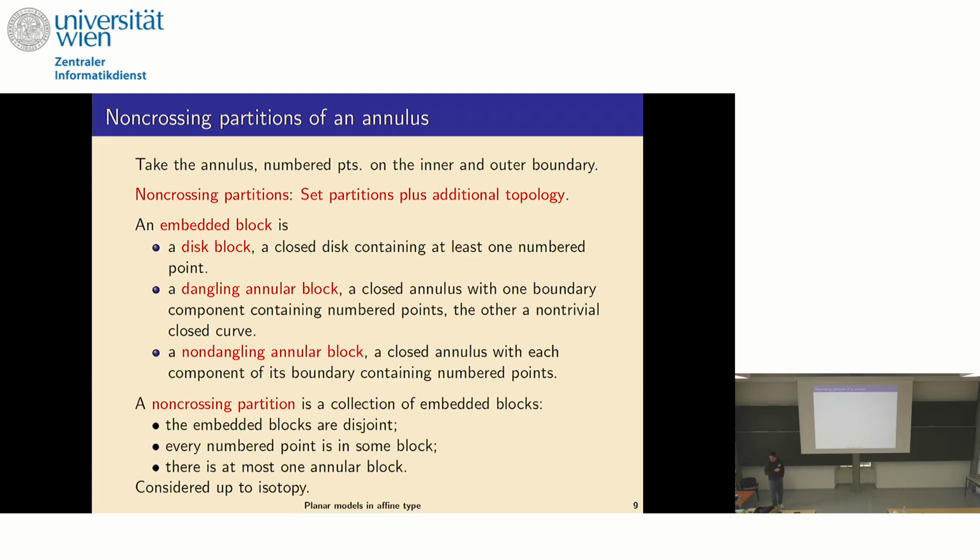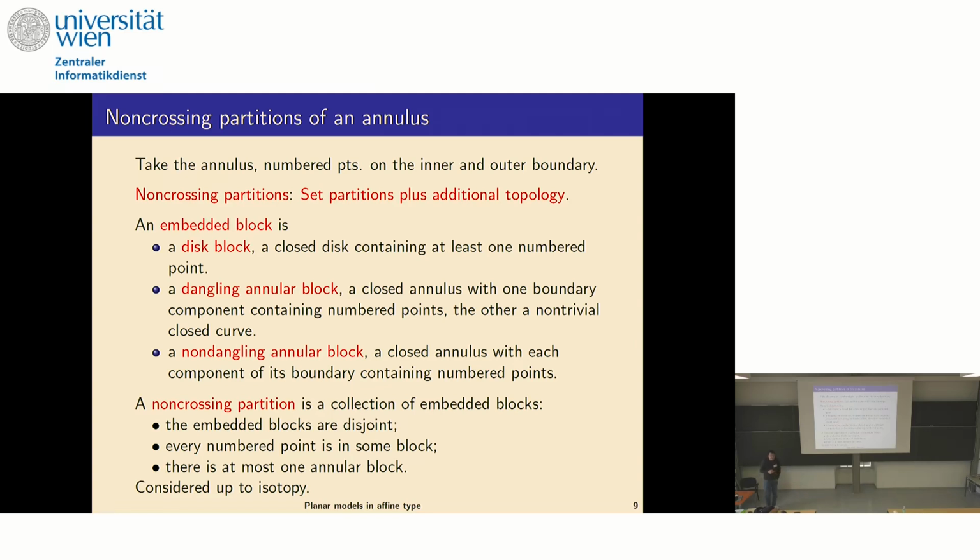Okay, so non-crossing partitions of an annulus. The general story that I want you to think about is partitions plus some additional topology, right? Even just back in type A non-crossing partitions, we take partitions, and every block gets a disk embedded into this larger disk, right? With numbered points on the outside. It's the same thing, but we're allowed to do different things, okay?